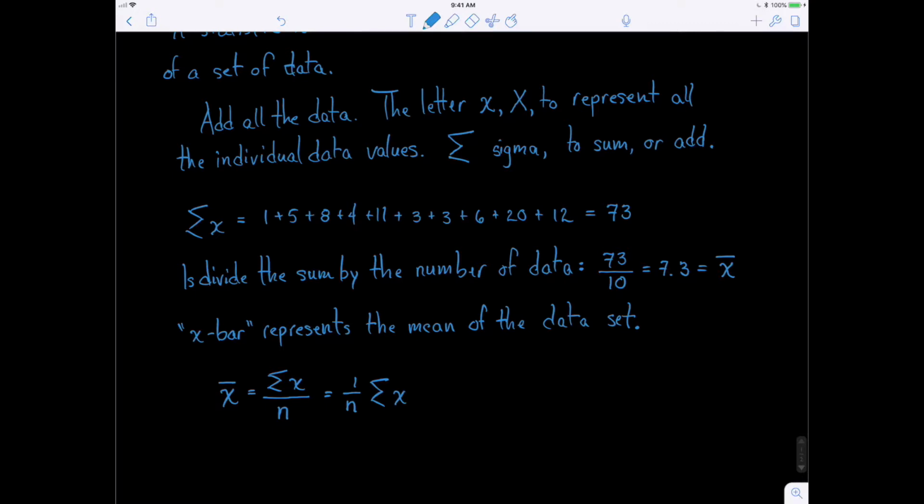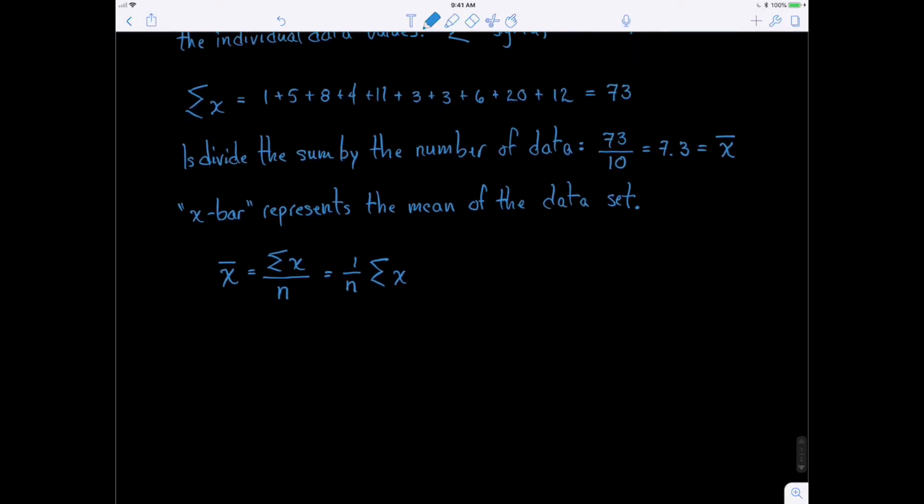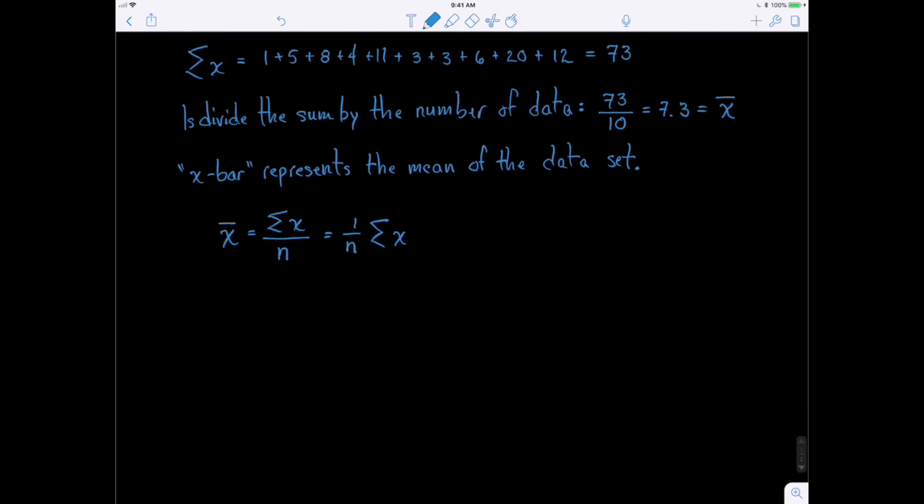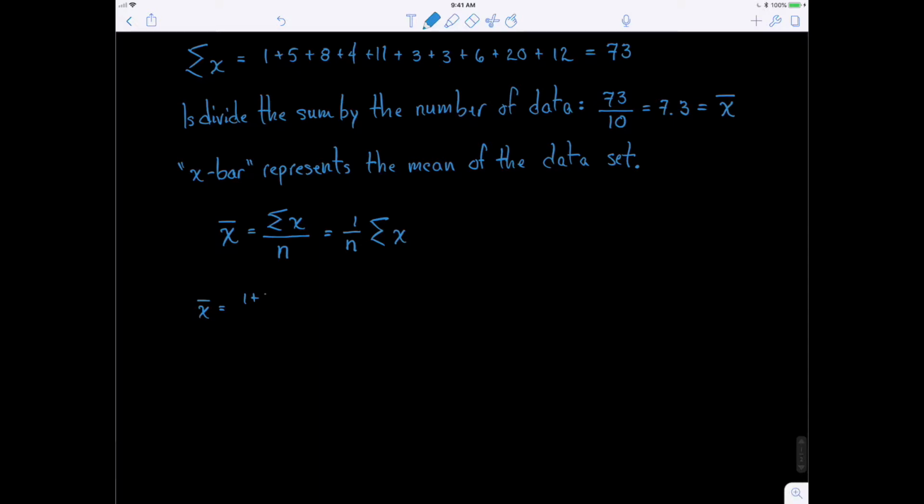What I'd like to do here is let's just write this out. If you were going to write this out using the formula, you'd write X bar equals 1 plus 5 plus 8 plus 4 plus 11 plus 3 plus 3 plus 6 plus 20 plus 12, and you'd put all of that over 10.